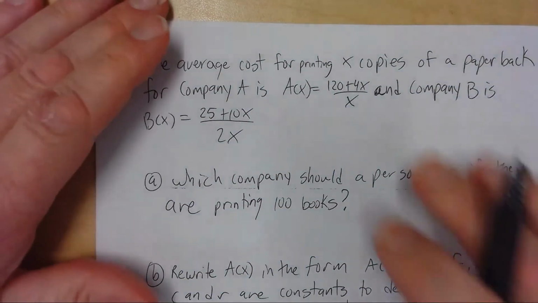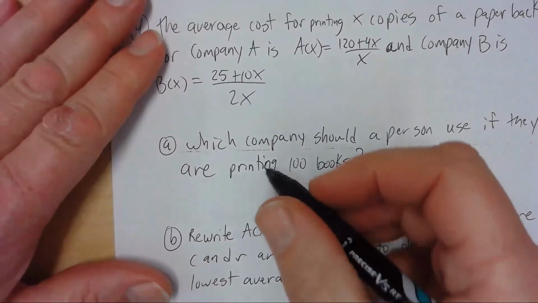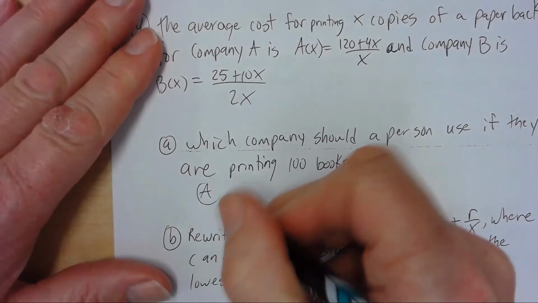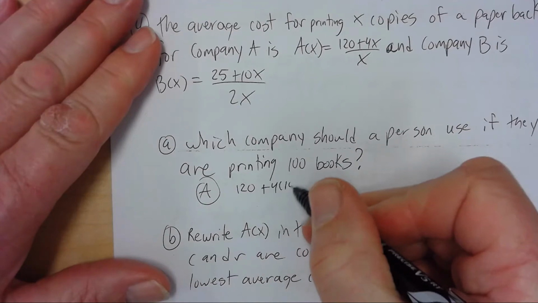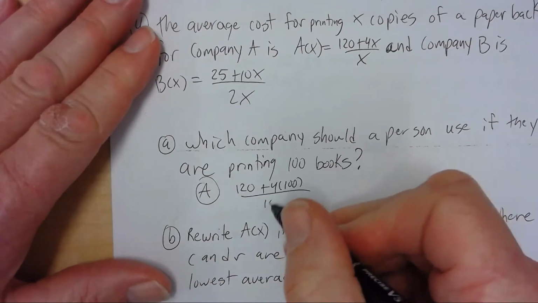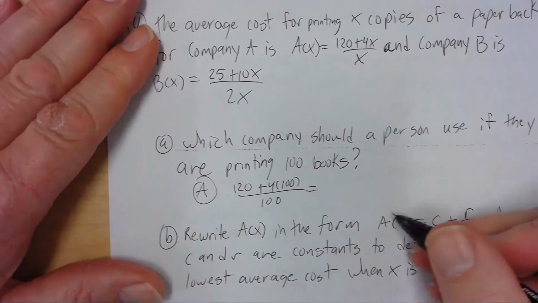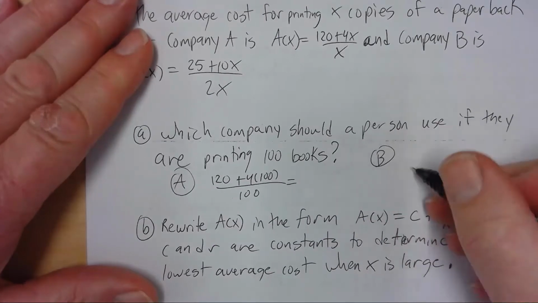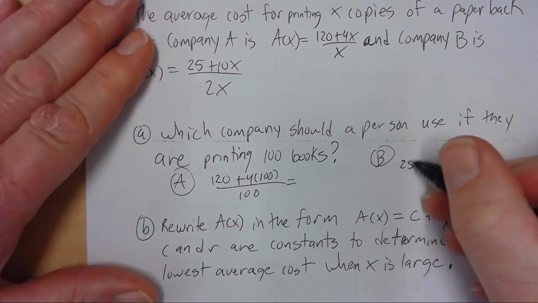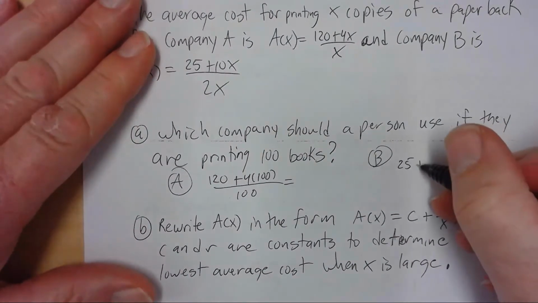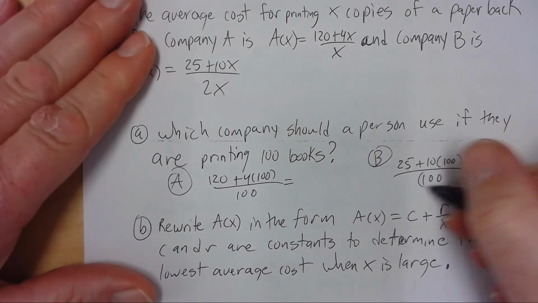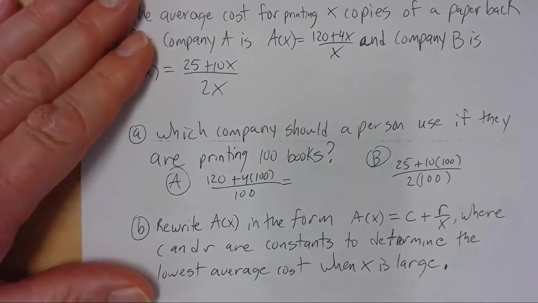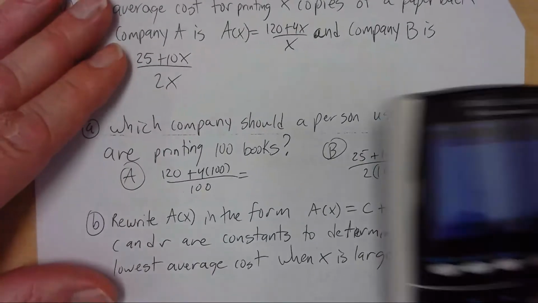So we want to do 100 books. So for A, for 100 books, it'd be 120 plus 4 times 100 divided by 100. We're going to get an answer for that. For B, it's going to be 25 plus 10 times 100 divided by 100 times 2. So there we go. So we just got to figure out this answer.